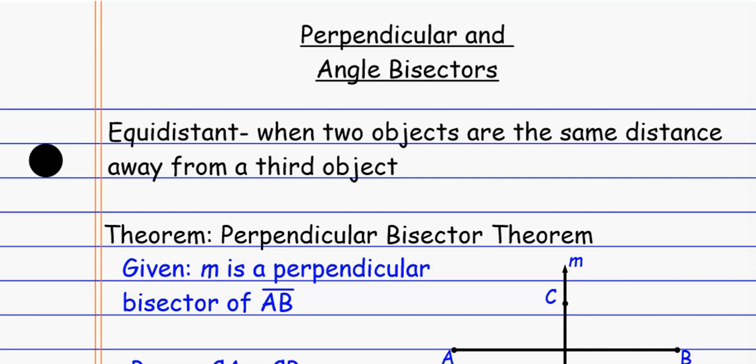Keep that in mind as we start to measure distances. You're going to see right angles pop up a lot here, because when we measure a distance, we have to measure at a right angle. That's the shortest path from one thing to the next. So equidistant is when two objects are the same distance away from some third object.